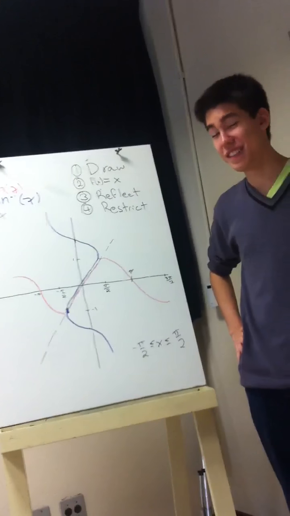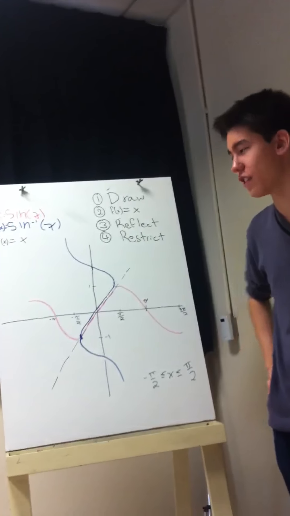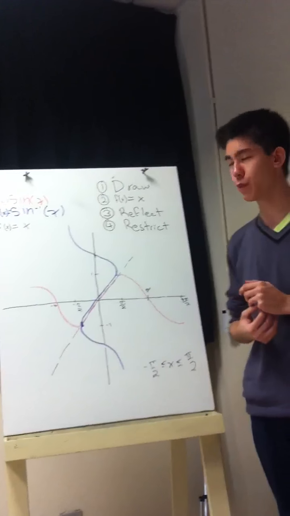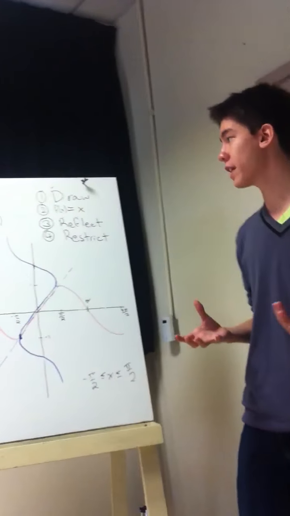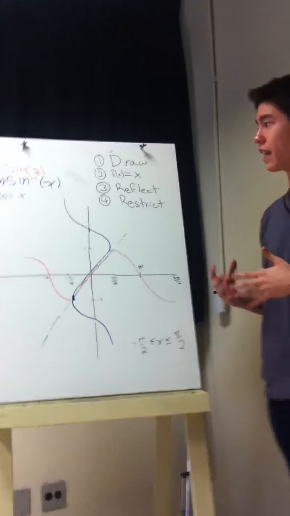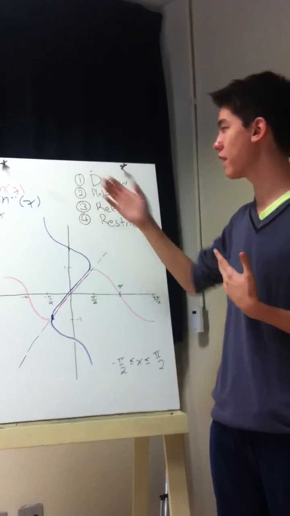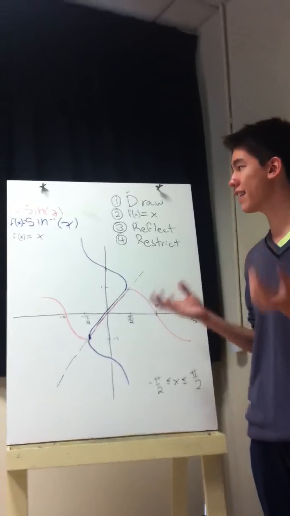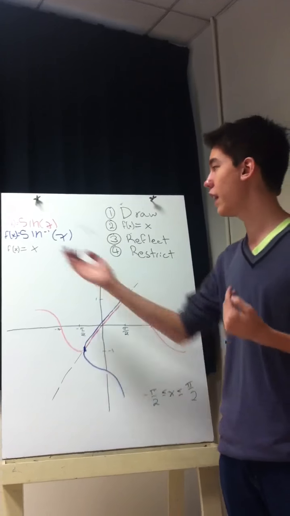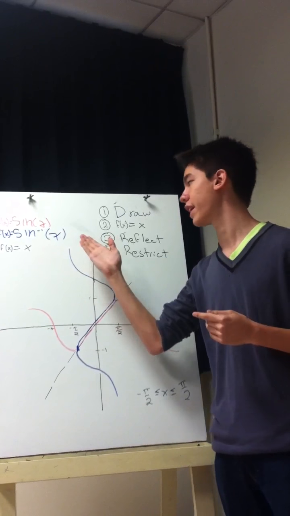Hello. Today we're going to talk about inverse functions. So there are two ways we can solve for inverse functions. The first of which is algebraically. So what we have to do is take a function, for example, f of x equals sine of x, and we interchange the x and y values. In this case, if we do that and we simplify, we get f of x equals arc sine of x.